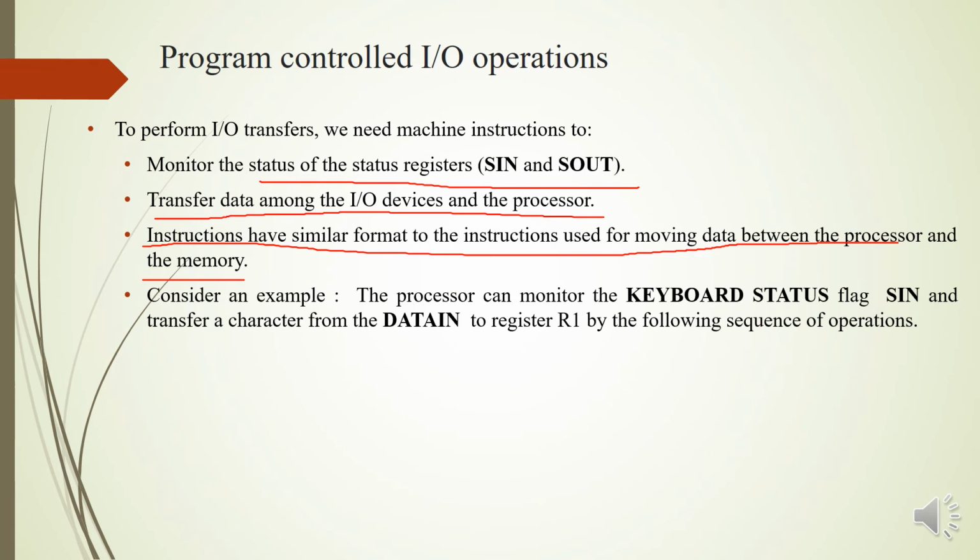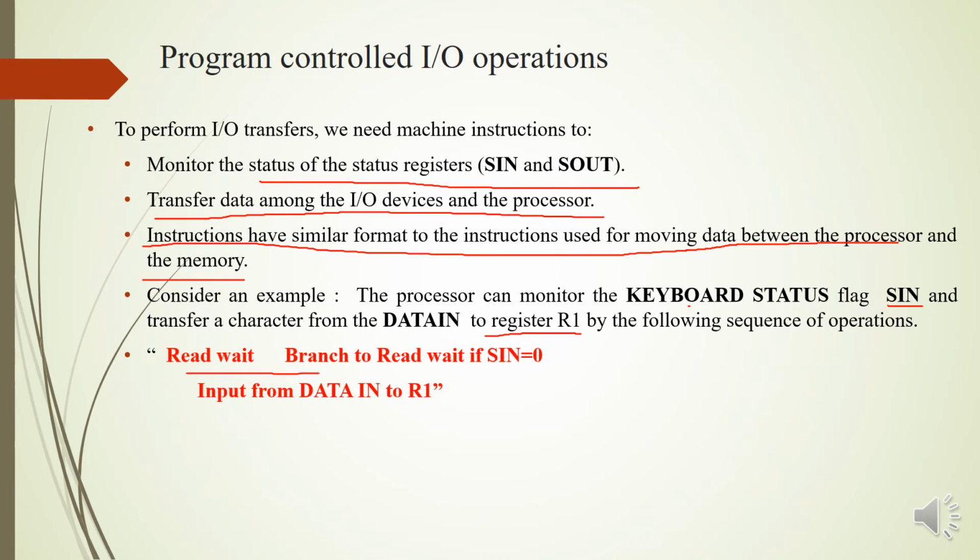Now consider an example where the processor can monitor the keyboard status flag, that is SIN, and transfer the character from the data in register to the internal general purpose register R1 by following the sequence of operations: read wait, branch to read wait if SIN is equal to 0. Here, as long as SIN is 0, indicating there is no input from the keyboard, the processor will continuously monitor SIN by keeping itself in a read condition.